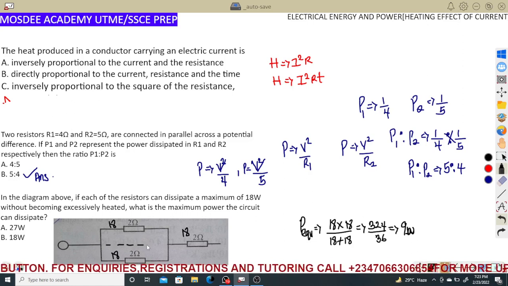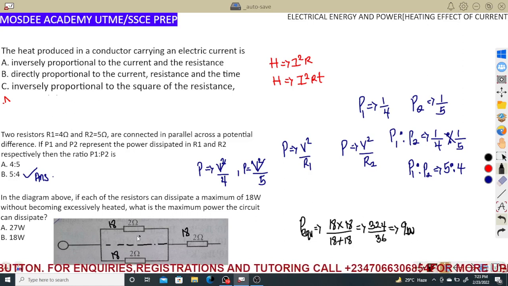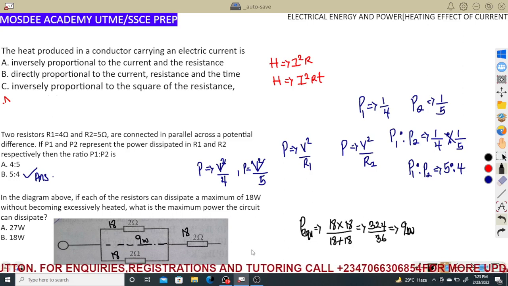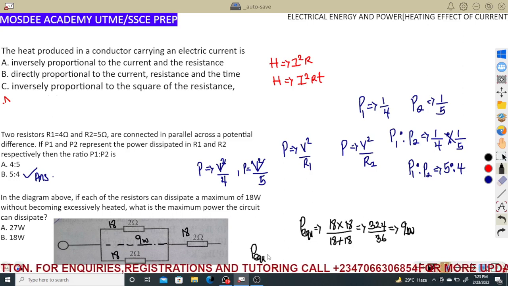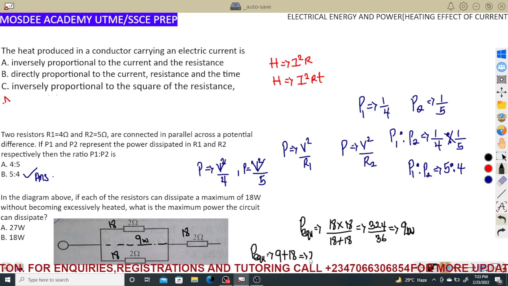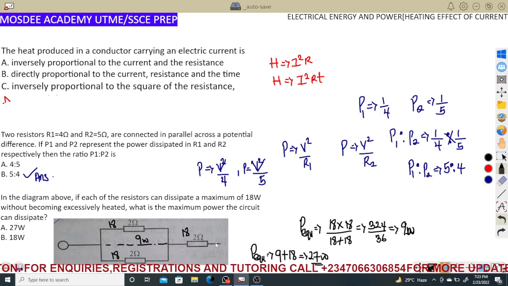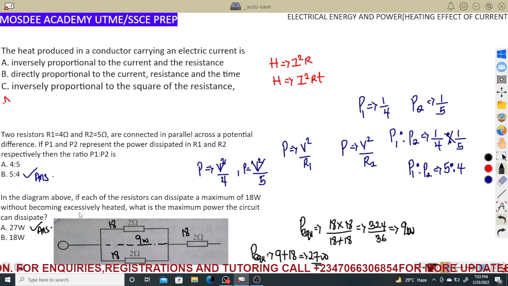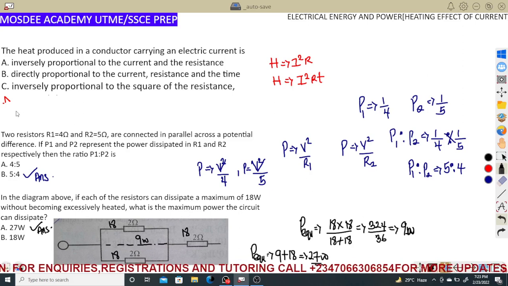So it is now connected in series. I did a lot of questions like this yesterday. So the 9 watts is now connected in series to this. The total will now be P equivalent, which is the 9 we just resolved plus the 18 of the third one, giving us 27 watts. Two-option question. Thank God again, we are fortunate. The answer is still there.